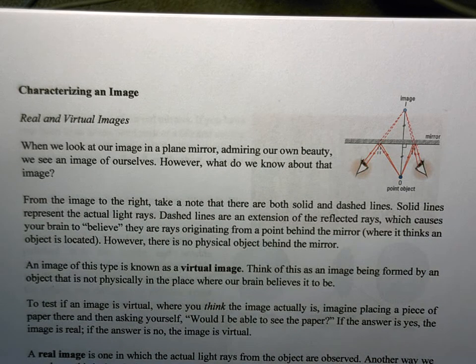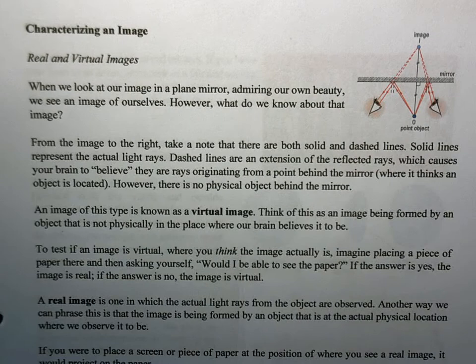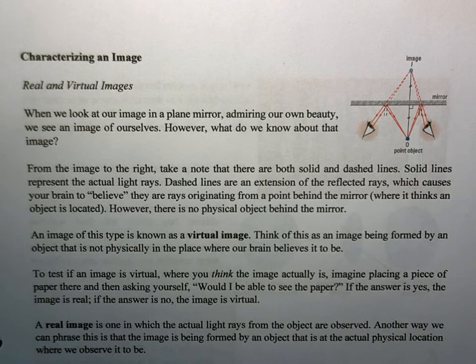So when you look at yourself in the mirror, your brain thinks that the image of you in the mirror is actually physically behind the mirror. It's kind of looking back at you. But we know that's not actually true. What's happening is your brain is processing where it believes the object happens to be, where it thinks those light rays are emanating from, but they're not actually emanating from that point.